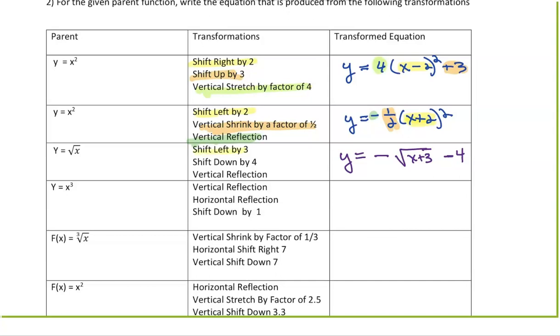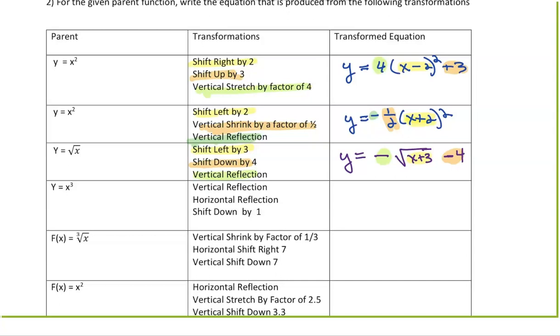So shift left by 3. Here's left by 3. Then shift down by 4. That's down by 4. And then the last piece, a vertical reflection, that happens with just the negative. Okay, so we're matching things up here.